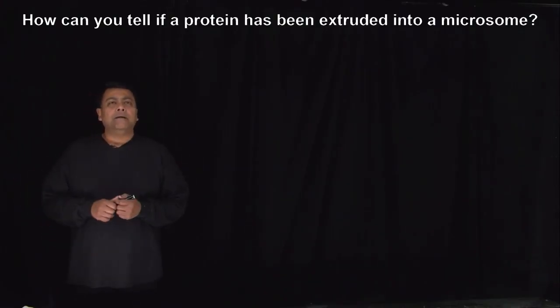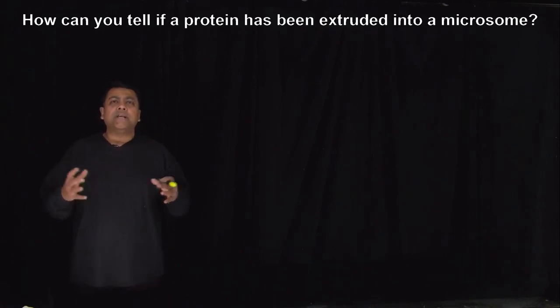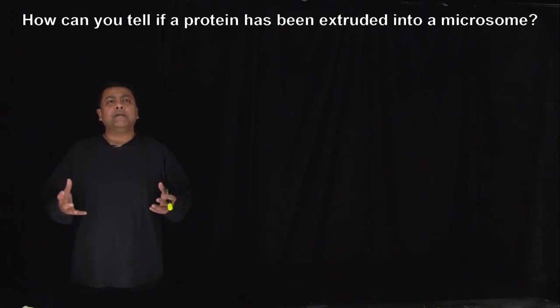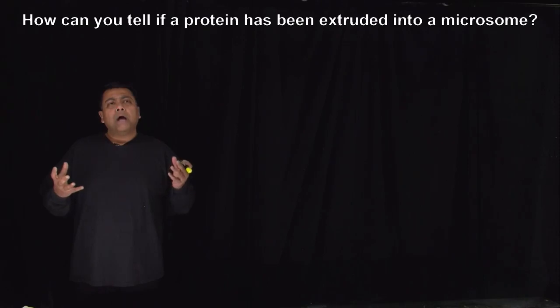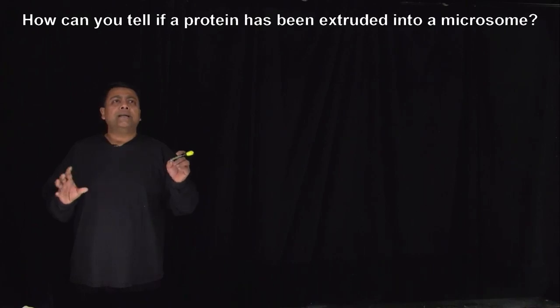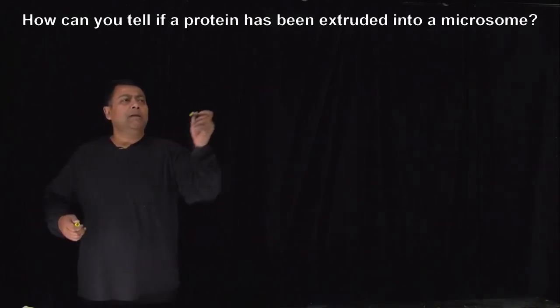We have learned the signal hypothesis, by which we know that there is a signal which is associated with a protein that is targeted to the ER as a soluble protein. Now, how do scientists actually know the protein has extruded inside a microsome? So let's take a look at that.